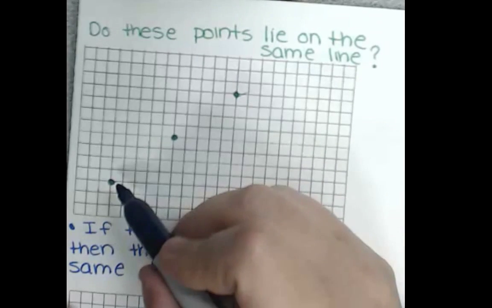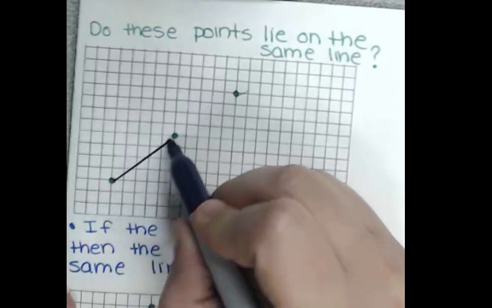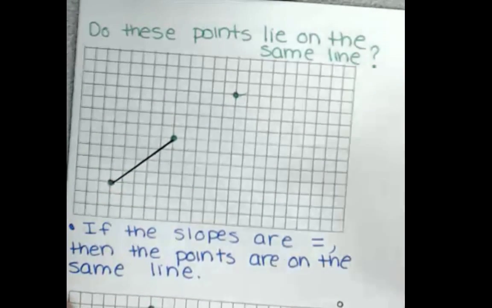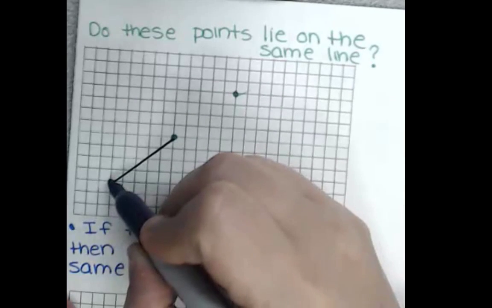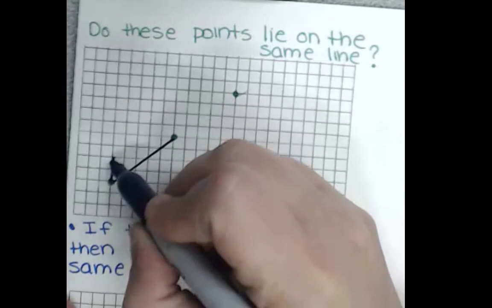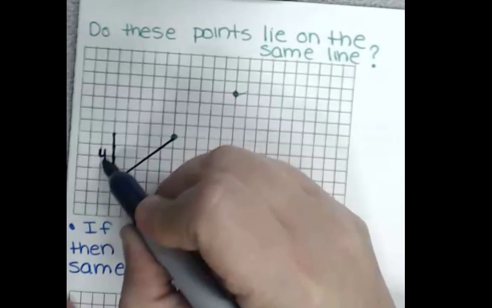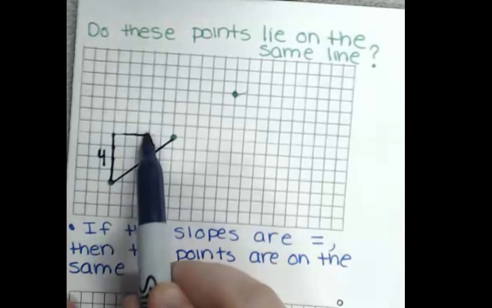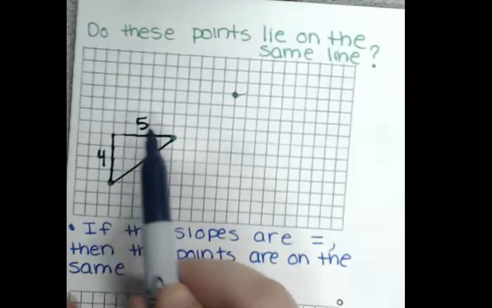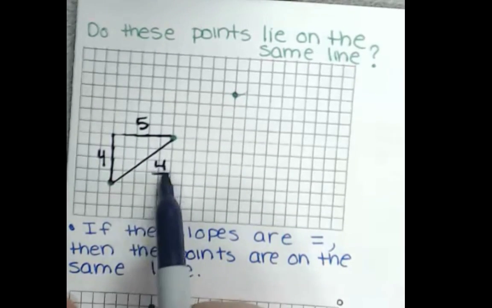So we find the slope from this point to that point by finding the rise and the run. So the rise of this slope is up 1, 2, 3, 4. The run 1, 2, 3, 4, 5. Therefore, the slope is 4 divided by 5.